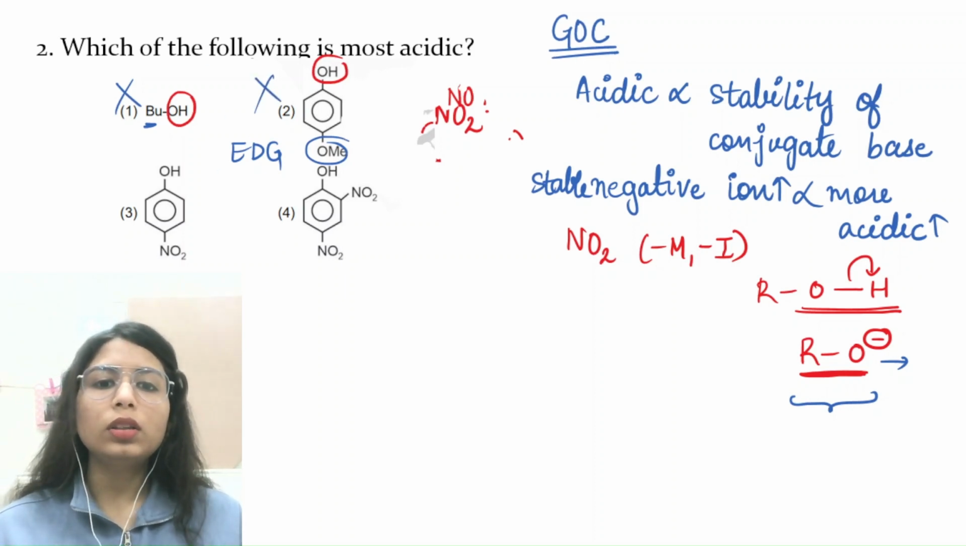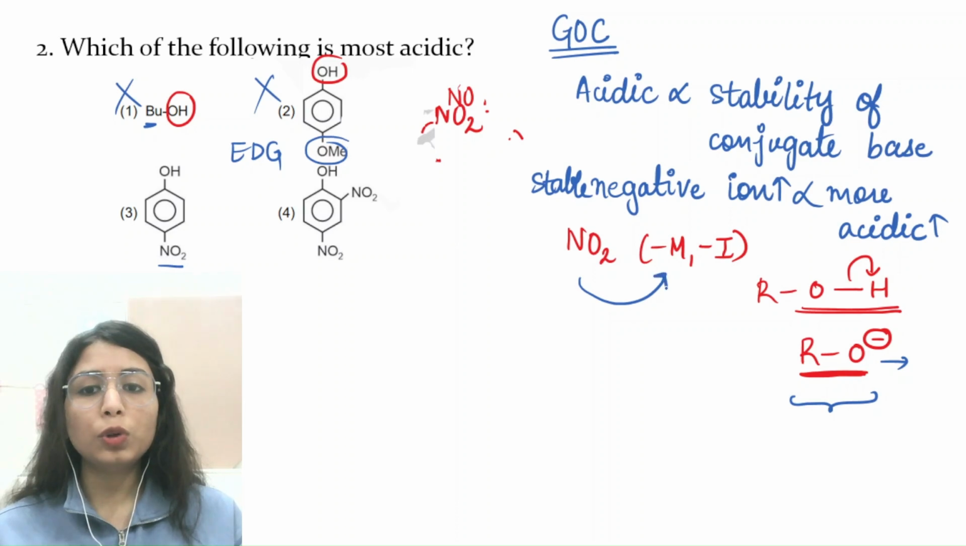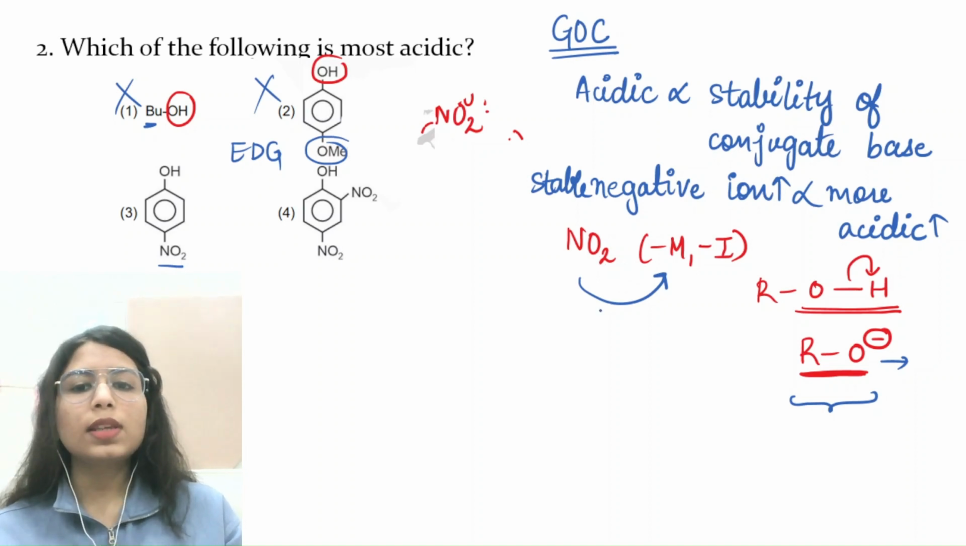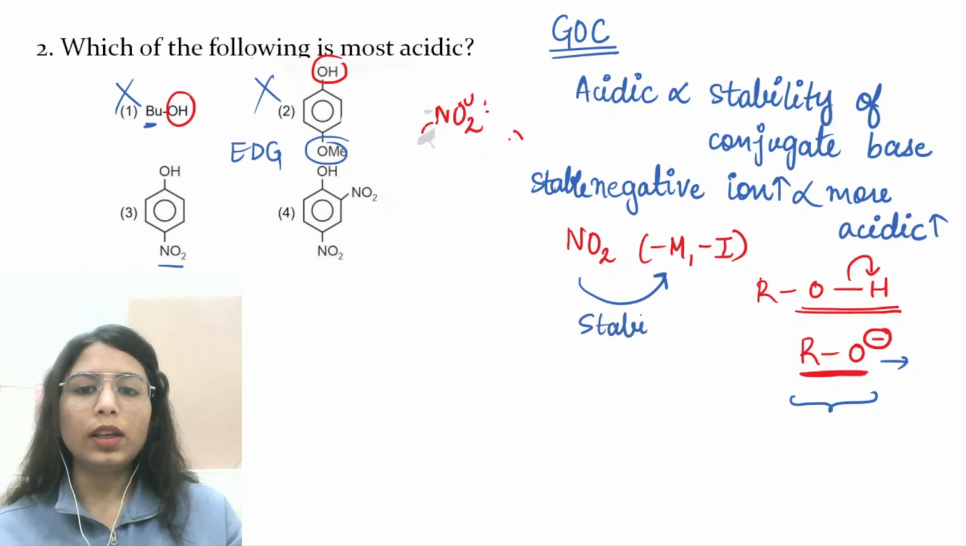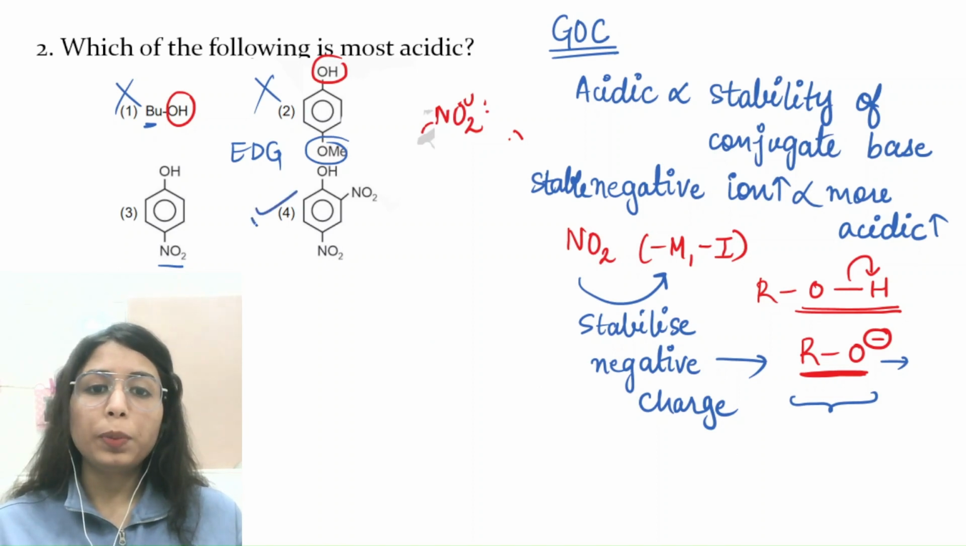If I talk about the third and fourth options, then in the third there is only one NO2 group, whereas in the fourth there are two NO2 groups which are at ortho and para positions. Since the NO2 group is an electron withdrawing group through -M and -I effect, it will withdraw the electron towards itself and will stabilize the negative charge. Therefore, if it is going to stabilize the negative charge which is formed on the oxygen, the O negative ion, this option would be my correct choice.